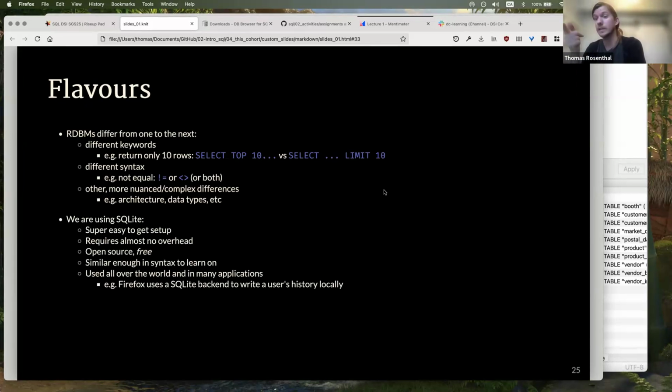For example, Firefox, and I learned last cohort that Google Chrome also does this. Your history is being written to a SQLite backend locally on your machine. It's called SQLite because it's lightweight. It is so easy to just embed SQLite into web apps, for example, that it's all over the place.